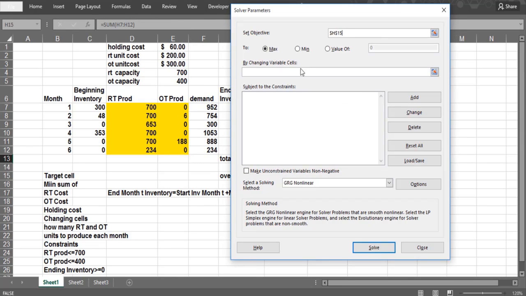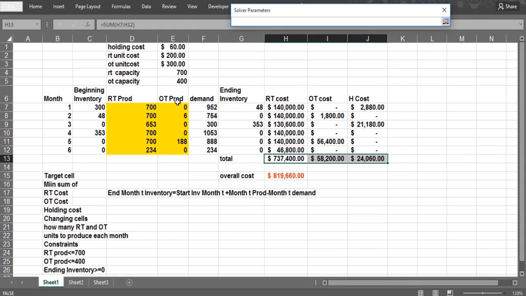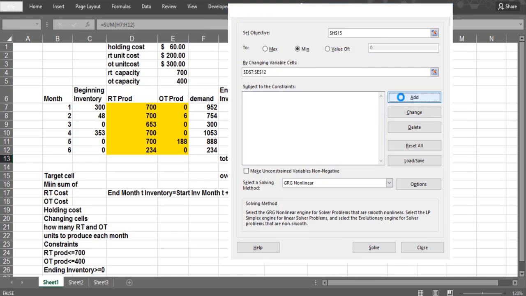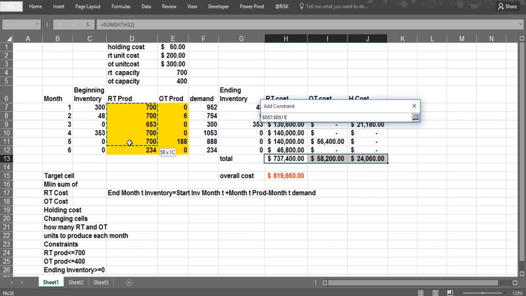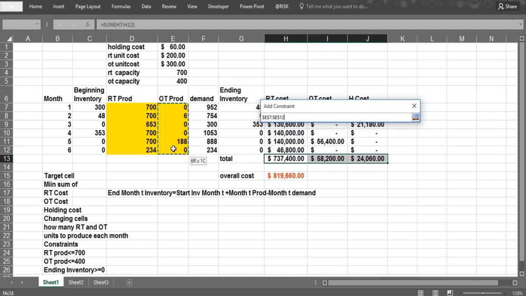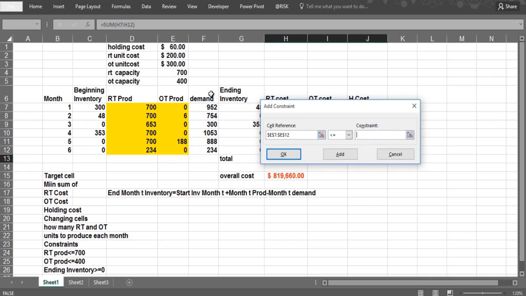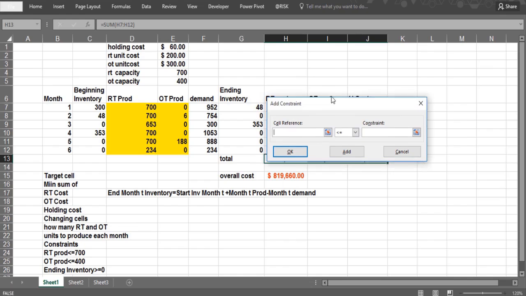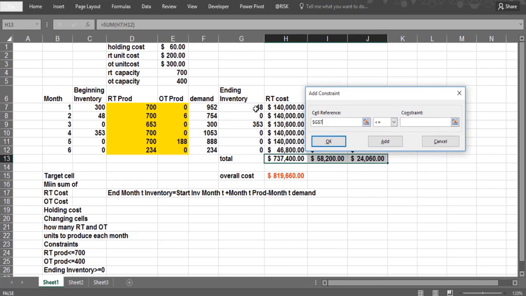Make sure you say minimize. The changing cells would be the regular time and overtime production. We would add the constraints that regular time production each month is less than or equal to the limit, which we could change. And overtime production each month is less than or equal to the overtime capacity. And ending inventory each month must be non-negative. That makes sure demand's met on time.